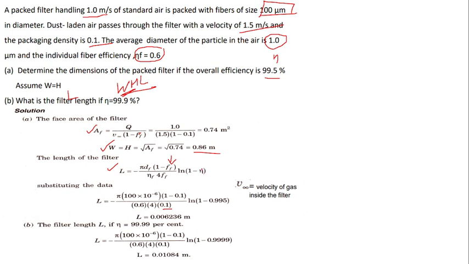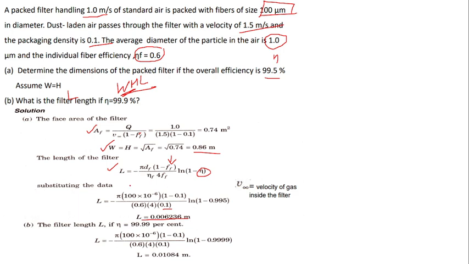This efficiency corresponds to the efficiency of the whole process. So the overall efficiency is 99.5%. This efficiency is different from the other one: that is the individual fiber efficiency, and this is the overall efficiency. Once you substitute all the data, you will obtain L as 0.006236 meter.